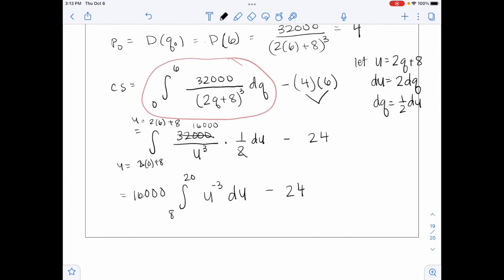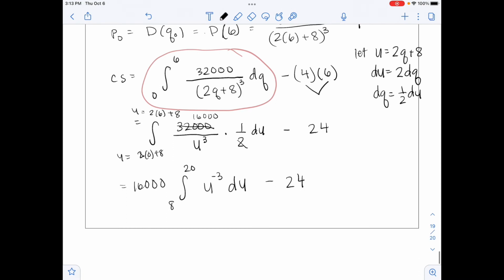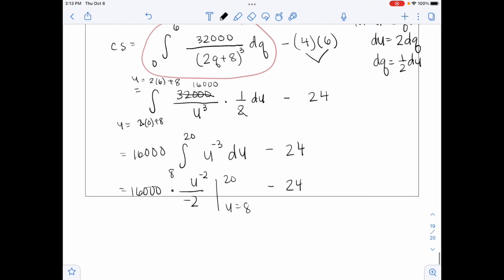From here, I can integrate this by adding 1 to my exponent. So we have 16,000, and it's going to become u to the negative second over negative 2, evaluating this from u equals 8 to 20. And then don't forget you still have to subtract 24. So substituting in 20, and then I can also simplify this. Simplifying this, I get negative 8,000 over u squared, evaluated from u equals 8 to 20, minus 24.